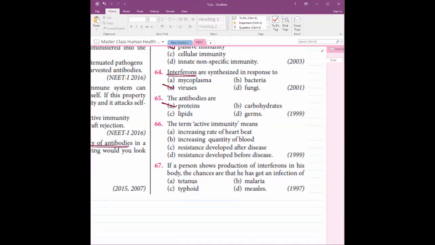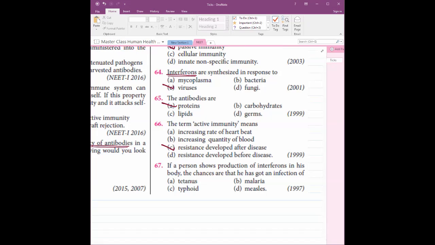The term active immunity means, yes, think about this, guys. Yes, very nice. Mukta is again right. Waiting for the others. Yes. What is this? Guys, this is nothing but C. All those who have messaged me C, this is the right answer. Resistance developed after the disease.